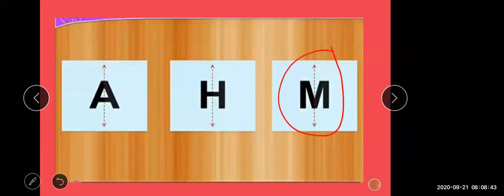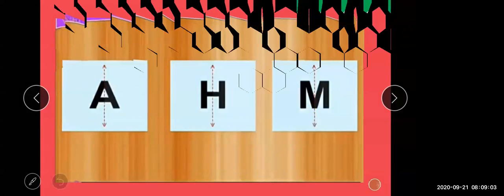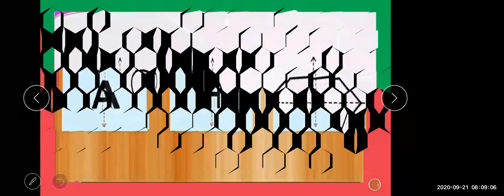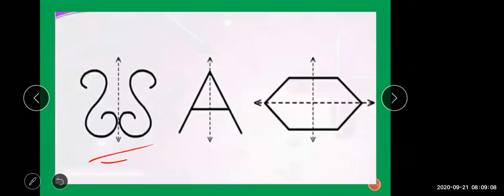Again, the third one here. We fold this part on here, or this right side part on the left side part. So we'll get a vertical line here. Okay. Now the next example again. It is a freehand drawing. If we fold this part on this part, we will get the same diagram on one side.